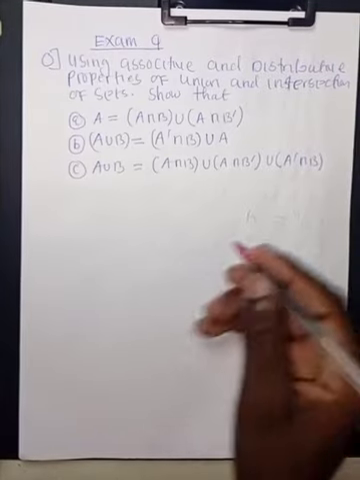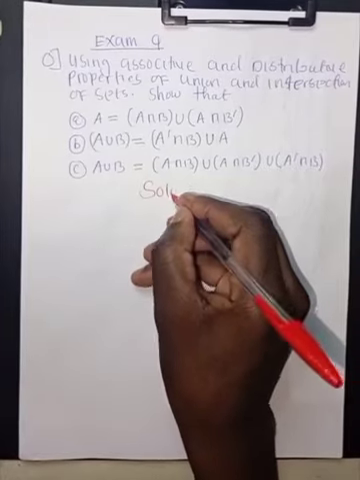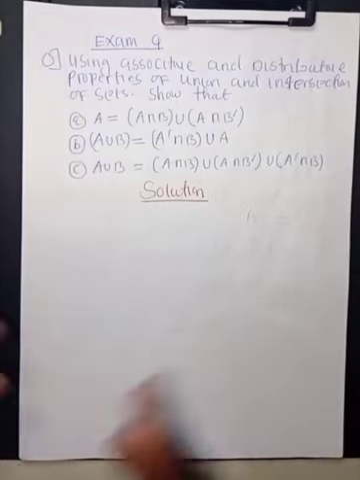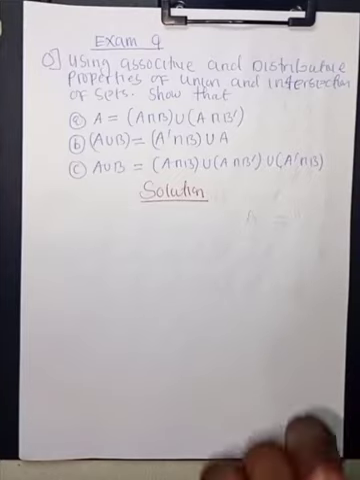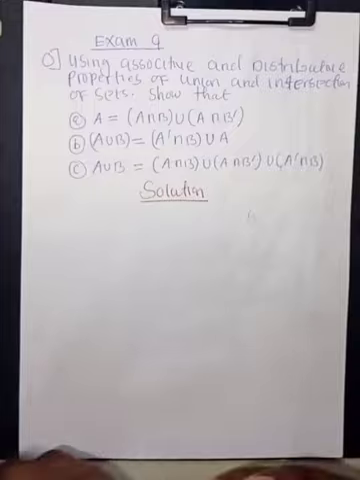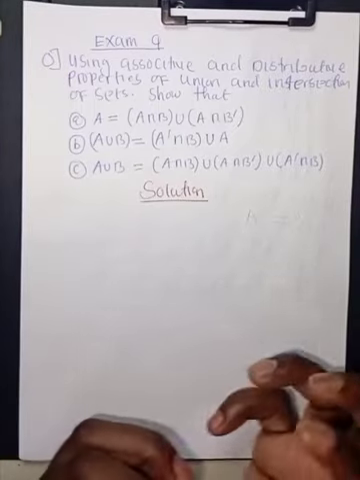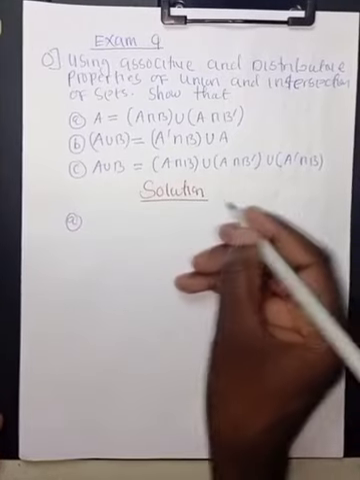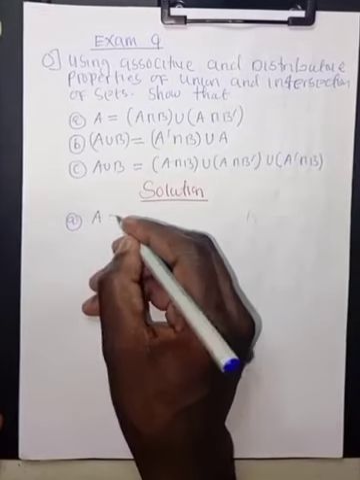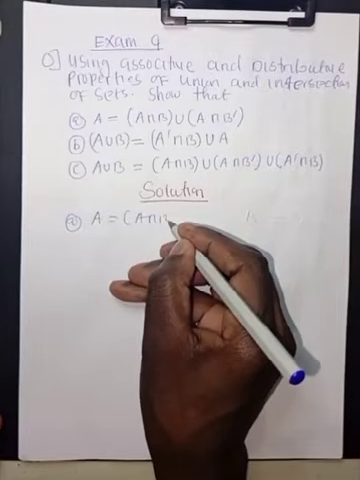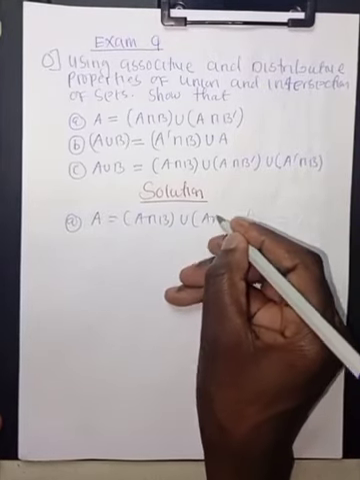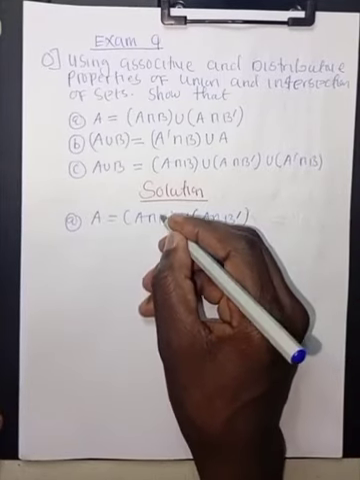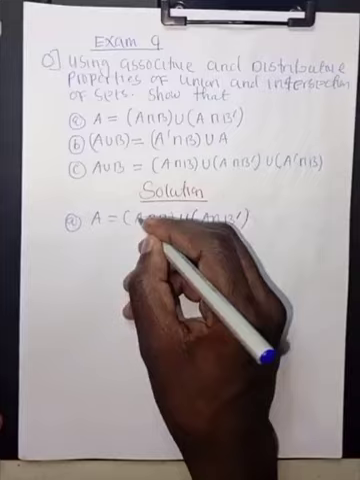So solutions. To answer all these questions, you only need to have a good understanding of the properties and the laws of sets. Just two things that you need to have a good understanding of. So you should know the properties and the laws of sets. Okay, yeah. So if you go for A, they want us to show that A is basically equal to A intersection B, then union A intersection B complement. Okay. So you have to be careful with the complements and the signs that have been given.